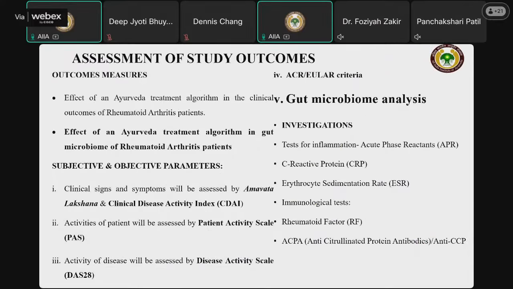These were the assessment measures or outcomes that we were trying to assess. Subjective parameters included the Amavata clinical symptoms along with clinical disease activity index. We also had patient activity scale. Activity of disease was assessed with disease activity scale, and ACR and EULAR criteria was used both for diagnostic and assessment parameters. Gut microbiome analysis was carried out, and inflammatory marker tests including C-reactive proteins, erythrocyte sedimentation rates, rheumatoid factor, ACPA, all these were assessed and statistically evaluated.